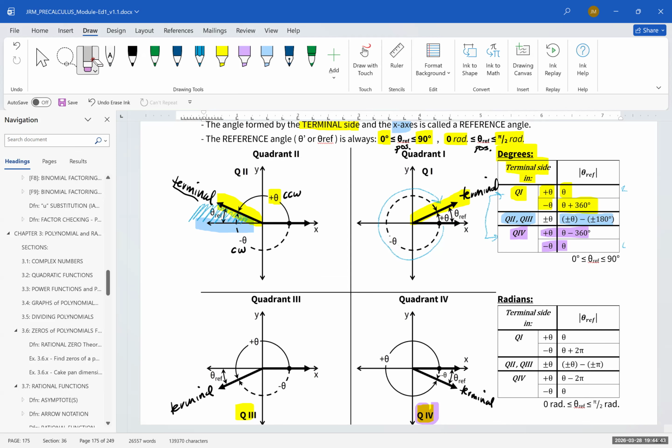So that's really all that this page is kind of meant to illustrate: the reference angle is always positive. The reference angle is the angle between the terminal side and the x-axis, right? Terminal side, x-axis, terminal side, x-axis. It's always going to be between 0 and 90, between 0 and pi over 2.